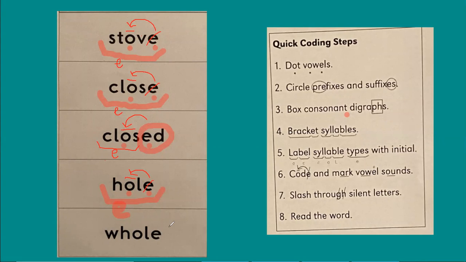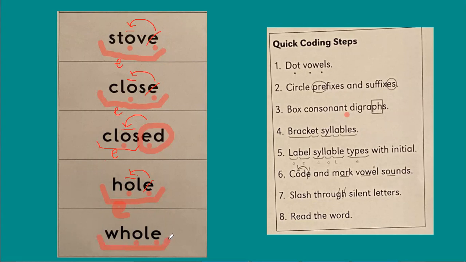And then the last one is whole. So we're going to dot our vowels. And then there are not any prefixes or suffixes. And we're going to move on. We're not going to mark anything else until we do the brackets. So let's do bracket syllables. Whole. It's still like the other word, whole, so it's one syllable.